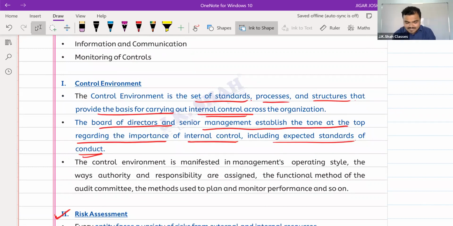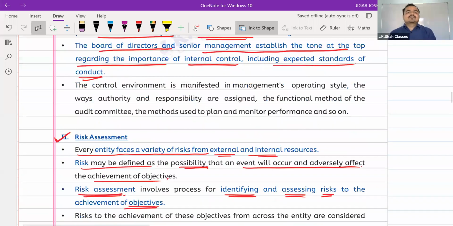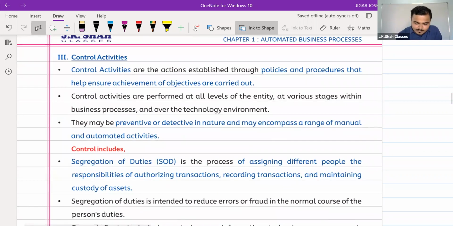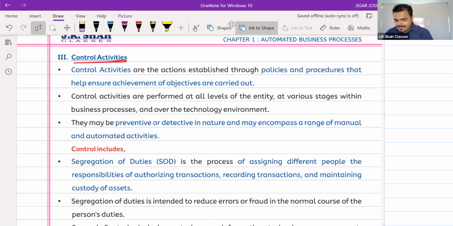Yes, sir. The second one, my dear chartered, is risk assessment. The third one is control activities, and control I already explained to you. Definition of controls, you know? Yes, sir. Can I repeat the definition of controls for my dear charters? Yes, sir. Controls are policies, procedures, practices, and organizational structures that are designed to provide reasonable assurance that business objectives will be achieved and undesired events will be prevented or detected and corrected. Yes, sir.